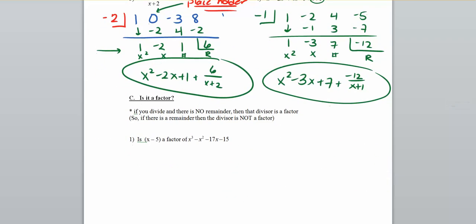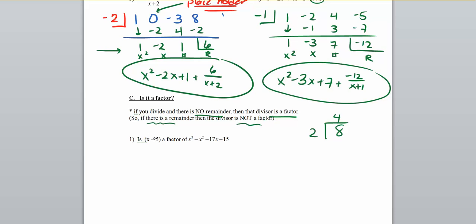The last thing we're going to do quickly is that your homework is going to ask if something's a factor. If you divide and there's no remainder, then the divisor is a factor, right? So if I have like 8 and I say, is 2 a factor? Well, if I divide it and it goes in evenly, I'm like, yes, it is. So the same thing is going to hold true. If they ask you if a polynomial is a factor of another polynomial, do synthetic or long division. If there's no remainder, then it is a factor. If there is a remainder, then it's not a factor.